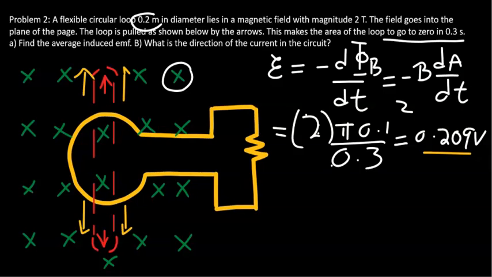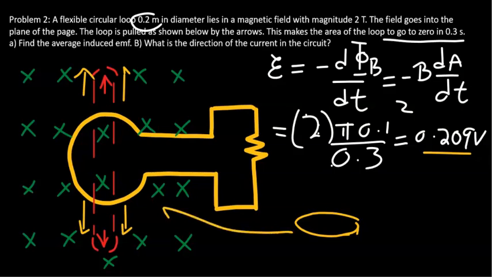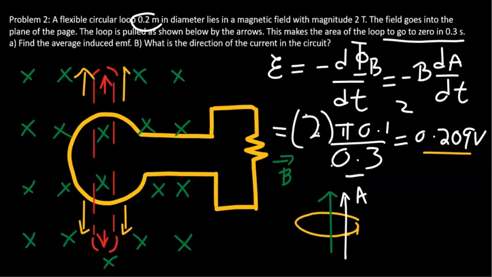Now let's determine the direction of the current in the circuit. Before we do that, we need to know the direction of the induced EMF. So let's resketch this diagram like that. So this is the same loop, and I'm looking from the side view by rotating this entire system like that. So the magnetic field is going like that, and the area vector is also going like that.